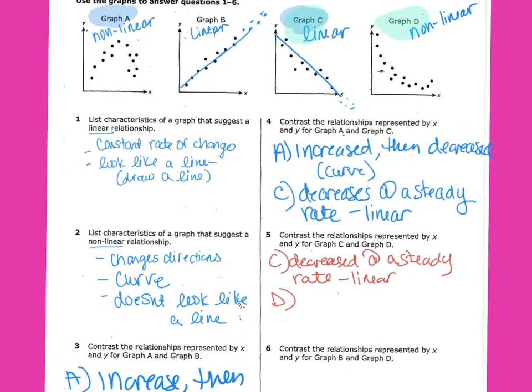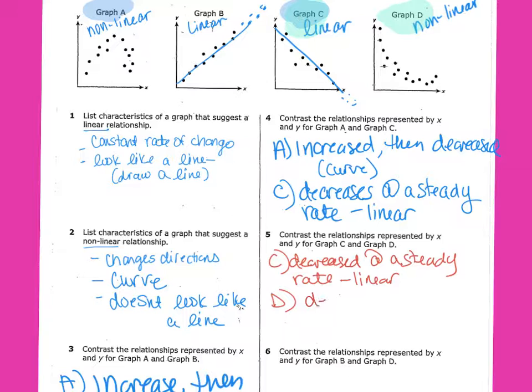But then on graph D, it decreases, and then it kind of curves, like it's gonna start coming back up, like your points are gonna go up from there. Decreases, then increases, or it starts to increase. There's a curve.